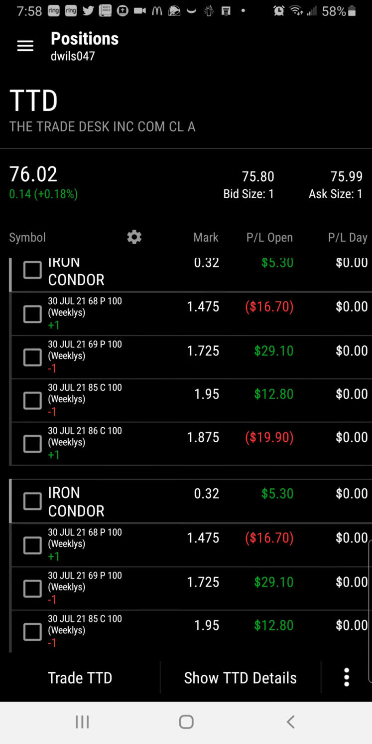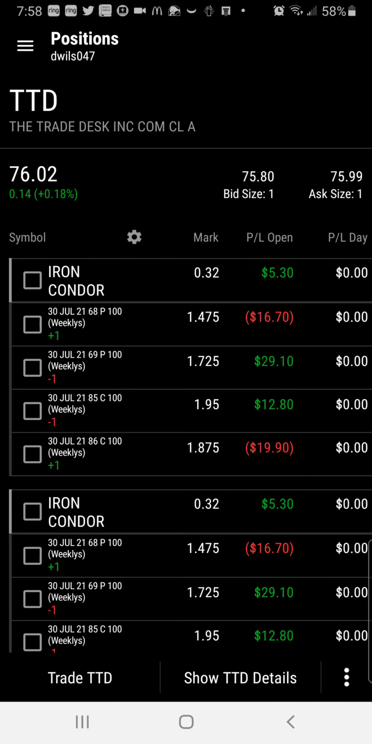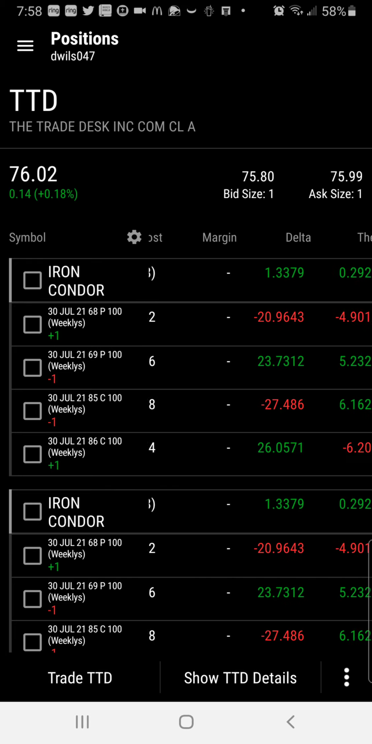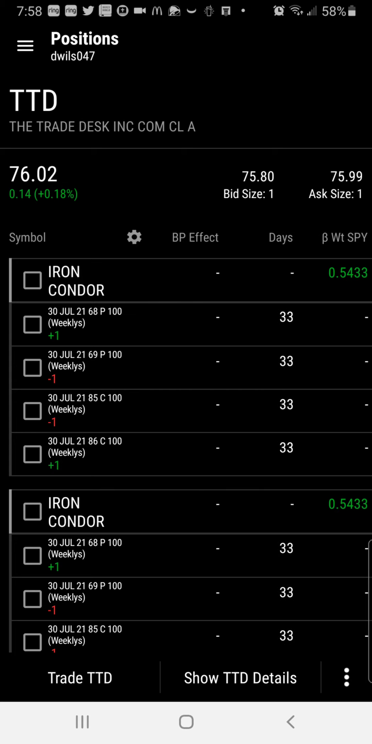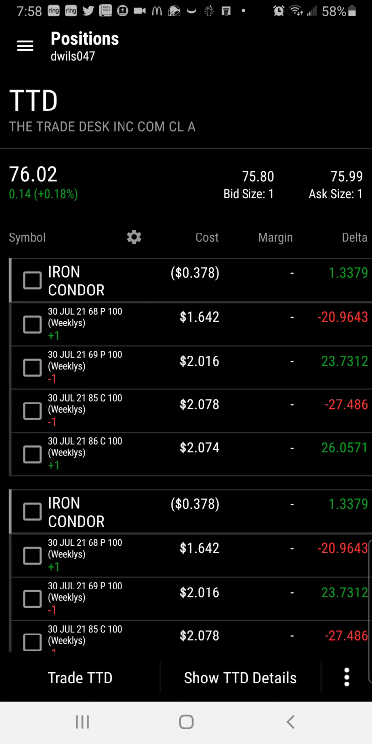So what I want to do right now, this is a trade that I currently have on, but I don't want to get into the finer nuances of this particular trade. I do want to show you the probability that I will be profitable on this trade. The way I'm going to do that is go to the options chain for Trade Desk, and I'm going to show you the probabilities of every option that I put on.